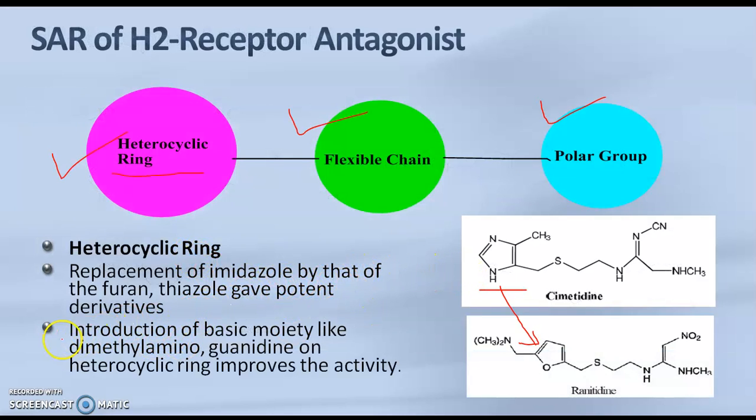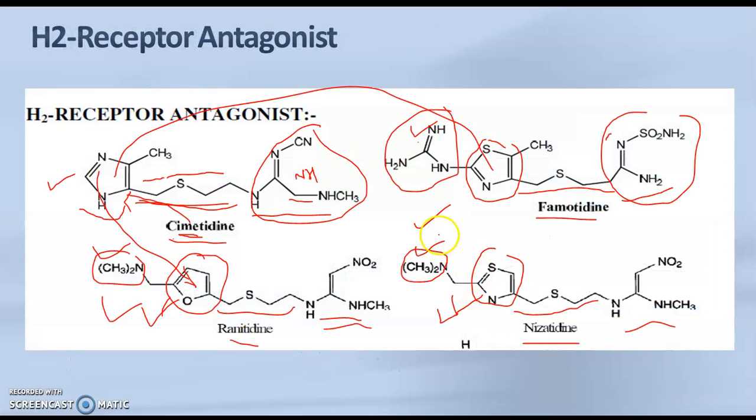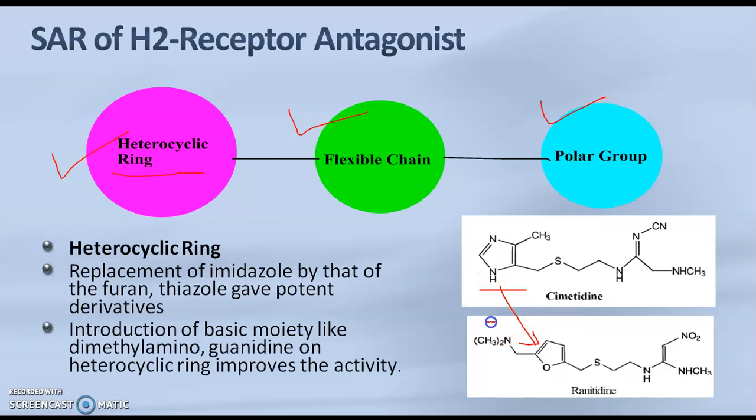The second point of SAR is the introduction of a basic moiety. You can see that these three compounds have a basic moiety on the heterocyclic ring. So the second part of SAR says that introduction of a basic moiety on the heterocyclic ring enhances activity. So these are the two points. The first, I'm repeating again: you can replace imidazole with a furan or thiazole ring. Second, the presence of a basic moiety like dimethylamine enhances activity.